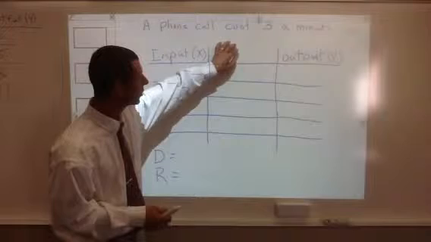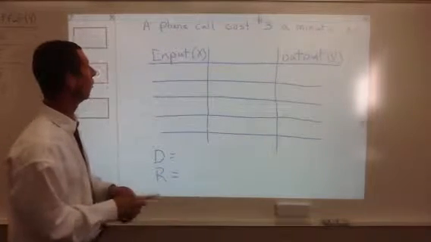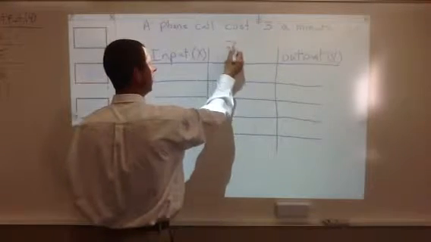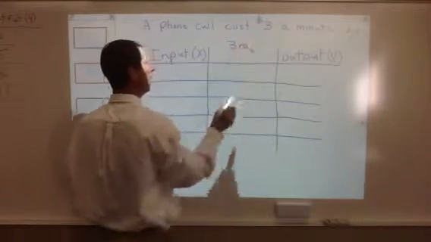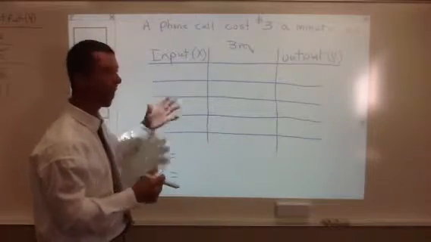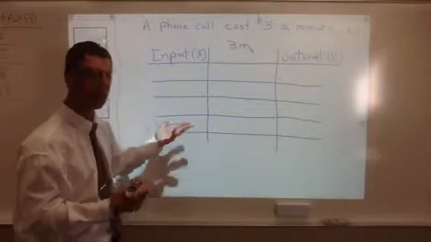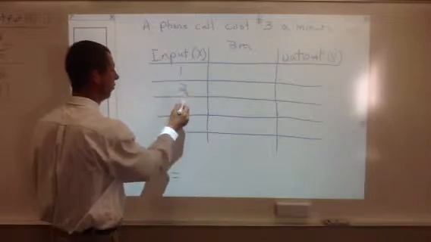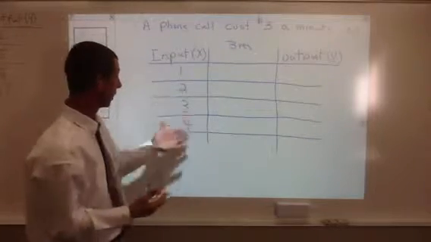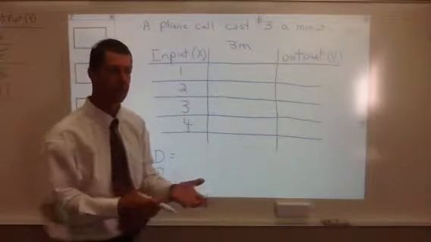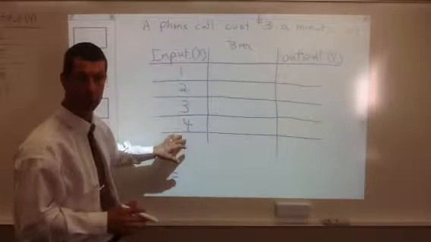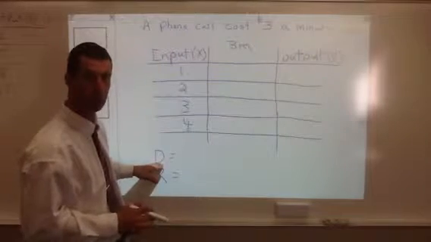Okay, so what I'm going to first do is fill in the rule here. A phone call costs $3 per minute. So that's going to be 3 times M. Now we can go ahead and solve this. I'm going to pick input values. I'm just going to use 1, 2, 3, and 4. The reason we pick relatively small numbers is they're easier to work with. Sometimes the problem will give you what the input values are going to be. They'll give you the domain values, in other words.